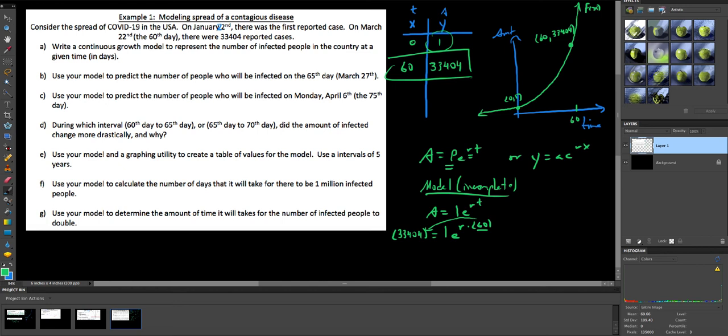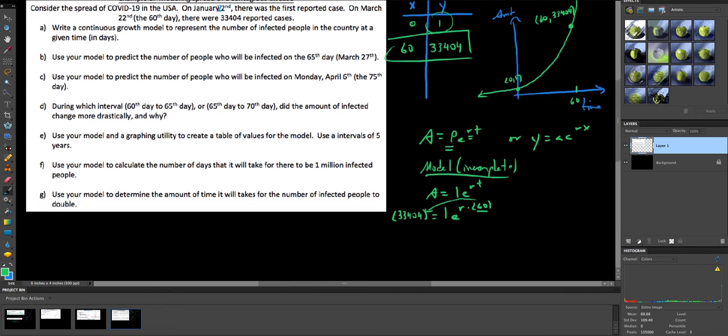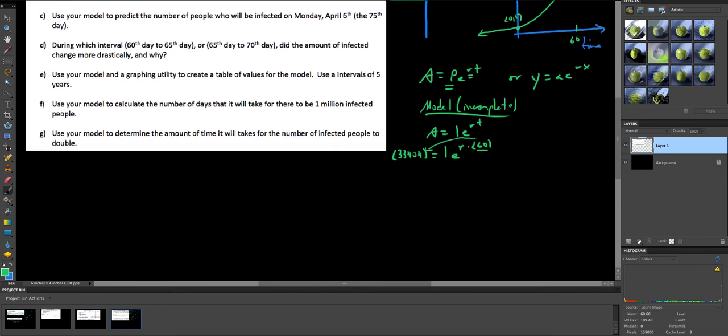So what we're going to do is work on solving for r, and that means we have to involve some solving of exponential equations. Remember that with an exponential equation, our job is to isolate the exponential base here and undo it with its inverse, which is a logarithm.